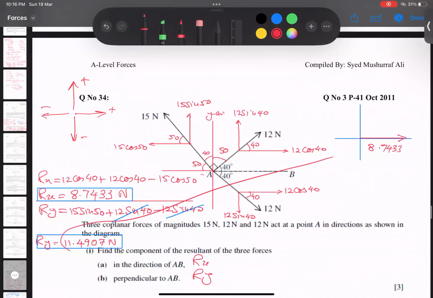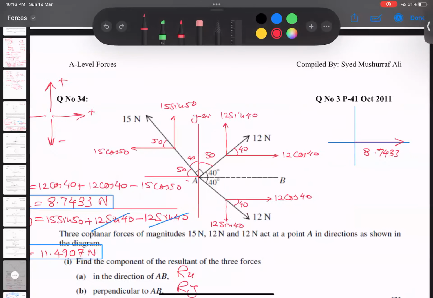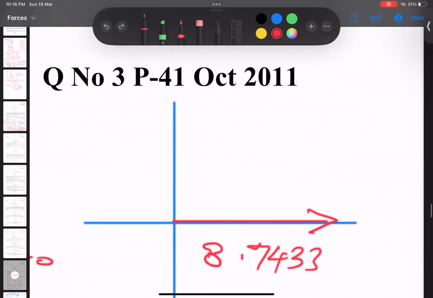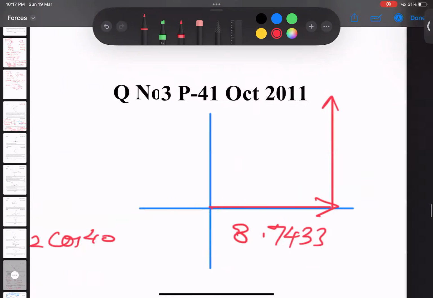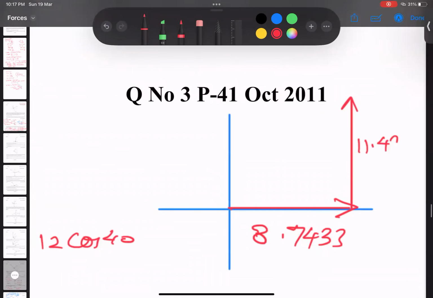Okay, now I make Ry. What is Ry, my students? Positive again, 11.4907. Don't make it here, that is wrong. Make it where the first arrow is ending. So I make it here. I repeat again, I'm making it here. This is Ry, 11.4907. And this is called, my students, the resultant force. This is R. And this is a 90 degree angle, and this is called theta.